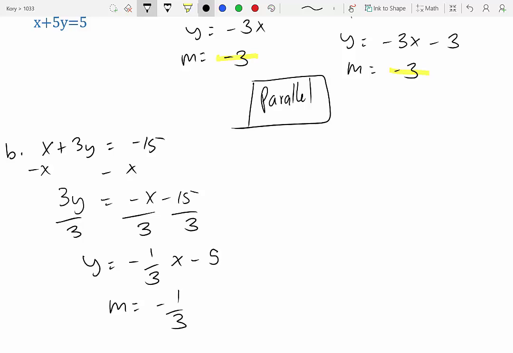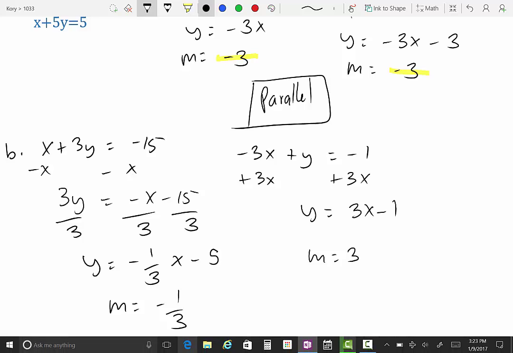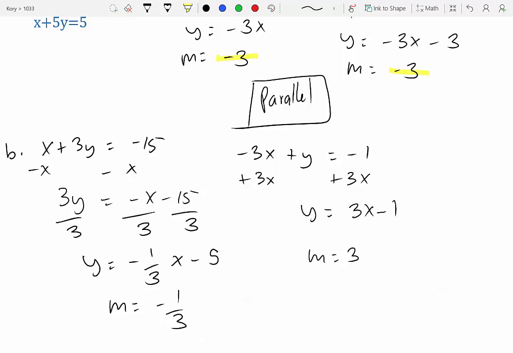Now we need to do the other equation in this problem, which is negative 3x plus y equals negative 1. So we're going to add 3x. So we have y equals 3x minus 1. So if you notice, this slope is 3. If we flip negative 1 over 3, that gives us 3 over 1. And if we want to change it, we have to change the sign, so negative becomes positive. Therefore, these are perpendicular.